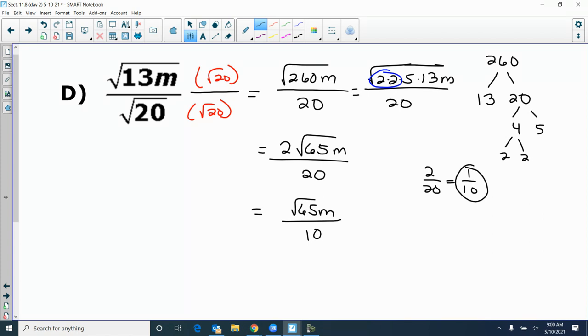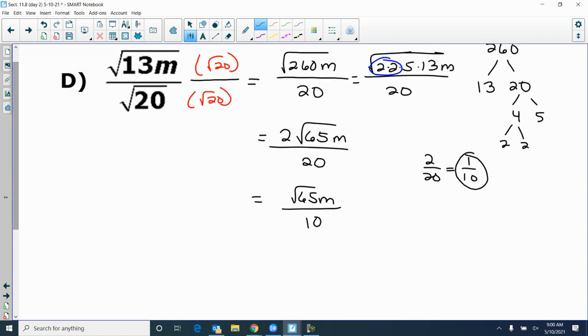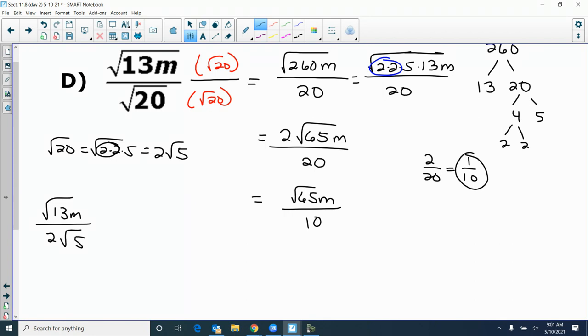All right, the second way to do this is you take a look here. Square root of 20, simplify. You can either simplify now or you can simplify later. A lot of times if you simplify first, you can make the problem a little bit easier. Square root of 20 is the same as 2 times 2 times 5, which becomes 2 square root of 5. And so I can write this as square root of 13m over 2 square root of 5. It'll make my work a little bit easier. We'll still get the same answer.